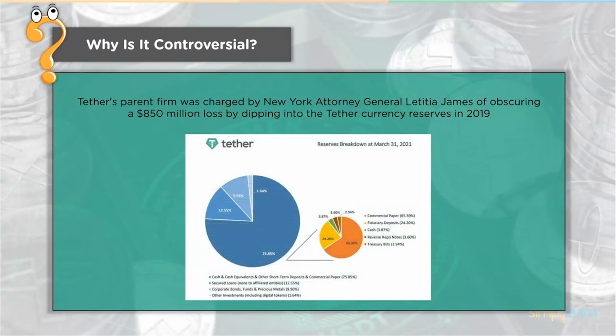Also, Tether's parent firm was charged by New York Attorney General Letitia James of concealing an $850 million loss by dipping into Tether's currency reserve in 2019. Tether has reached an agreement with James to pay $85 million and stop dealing with New Yorkers as of 2021.